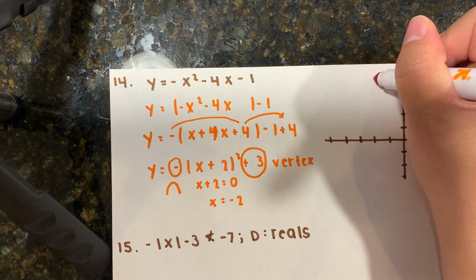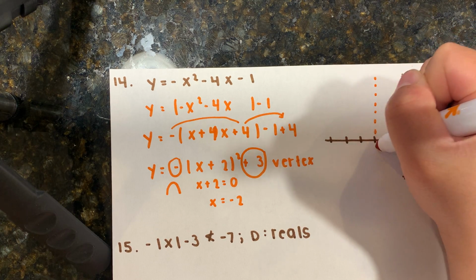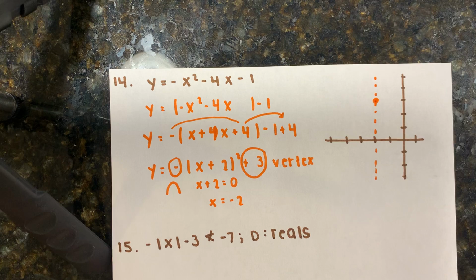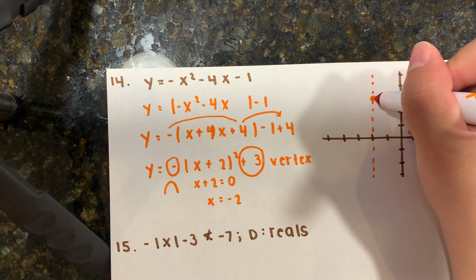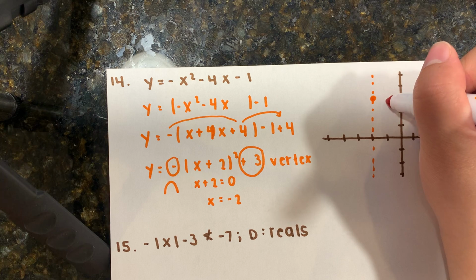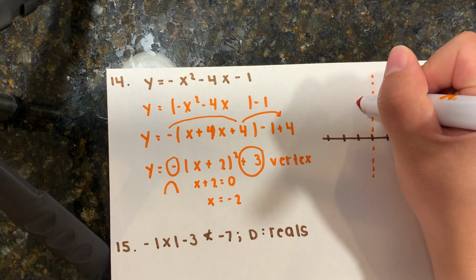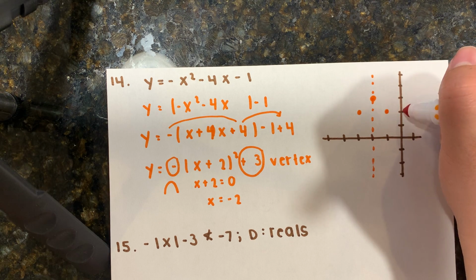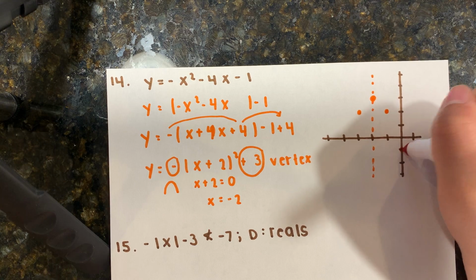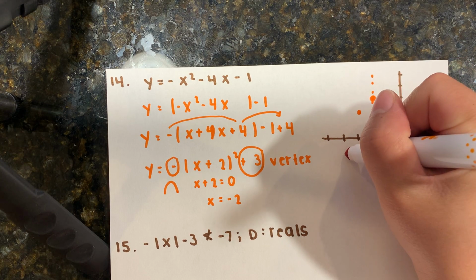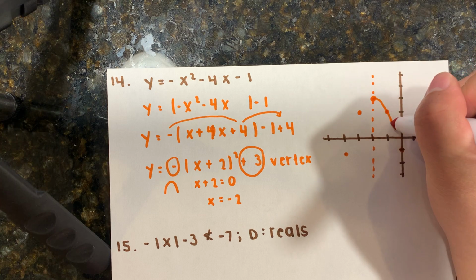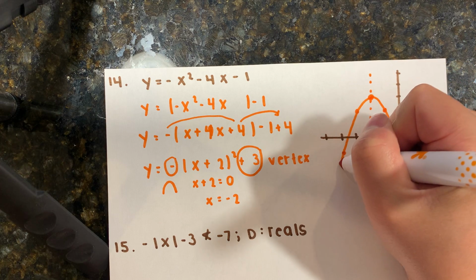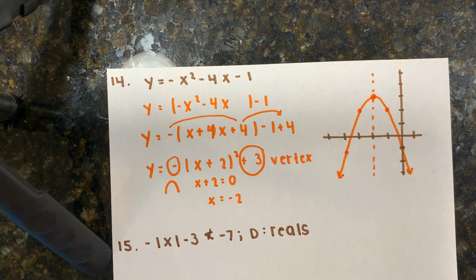So at -2 is when I'm going to put my dotted line. And then I'm going to go up 3. That's my vertex. Now, if I'm going to go over 1, if I square 1, it's 1. So I'm going to go down 1. You'll do that in either direction. Then I want to go over 2, and then if I square 2, it's 4. So you go down 1, 2, 3, 4. And then you're just going to connect the dots. And that would be your parabola.